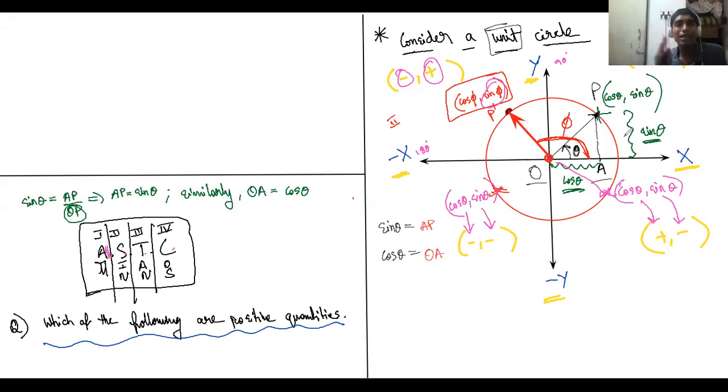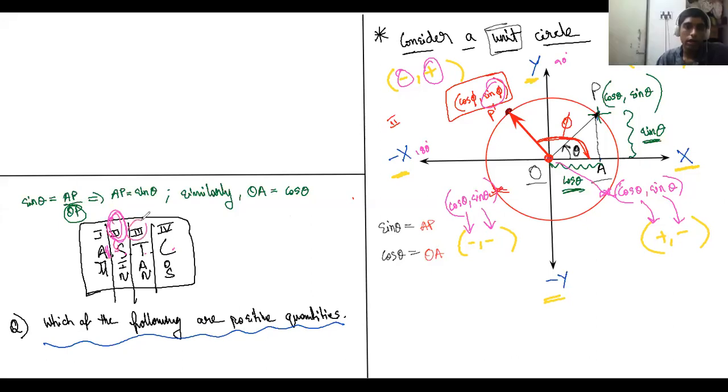Now, when you move to the second quadrant, we are able to see that sin theta is positive. If sin is positive, then its reciprocal, cosec, will also be positive. Sin is positive and cos is negative, so tan will also be negative.